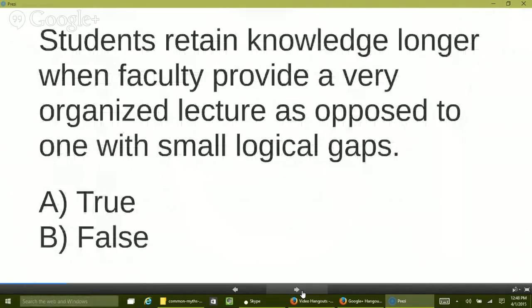So now let's try another question. We're going to go to another true/false question. Sorry, there we go. Okay. So we should have another one. Let's try that again. It's a little slow starting here. So now the question is, do students retain knowledge better when faculty have a more organized lecture where everything flows seamlessly and logically from one point to another, as opposed to one with small logical gaps?